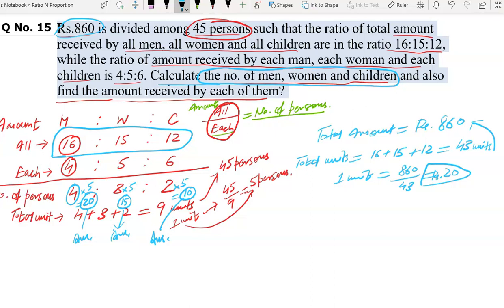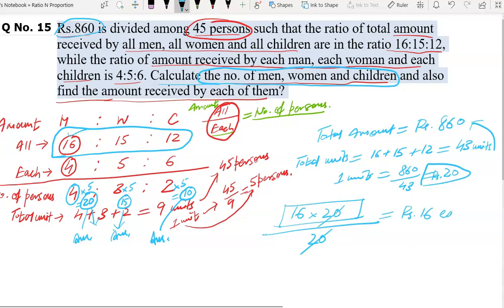Now men receive an amount of how much? The total is 16 units for men. So 16 into 20 is the amount received by men. And the total number of men is how much? 20. So if we need to find out the amount received by each man, we will have to divide the total amount by the total number of men. The total number is 20. So if we divide this, we will get rupees 16 each for men.